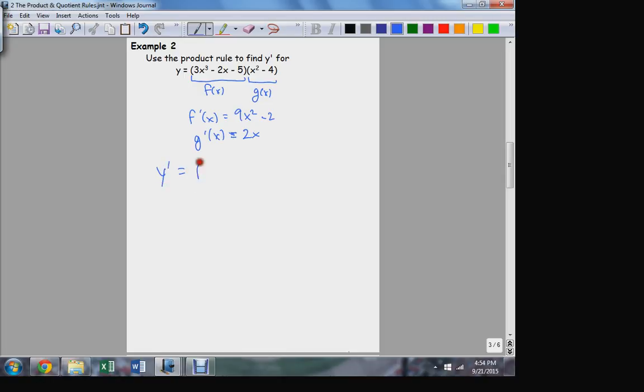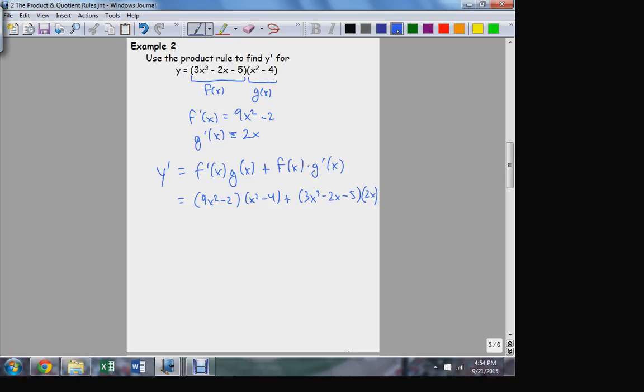According to the rule, I should be able to do this: f prime times g plus f times g prime. F prime is 9x squared minus 2. G is x squared minus 4. F is all of that, 3x cubed minus 2x minus 5. And g prime is 2x. So there's the product rule, everything out in the open: f prime g, f g prime. And now I'll have to go and do the work.